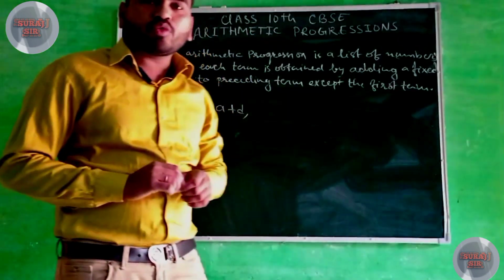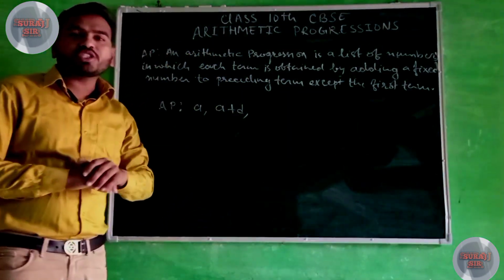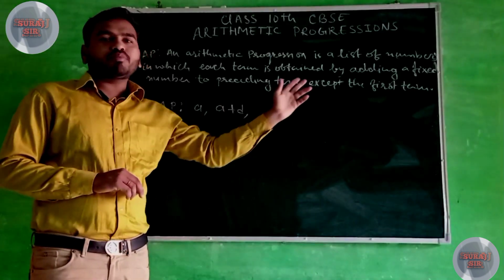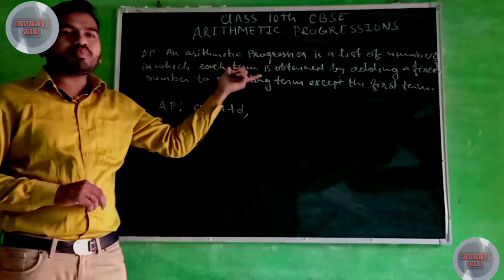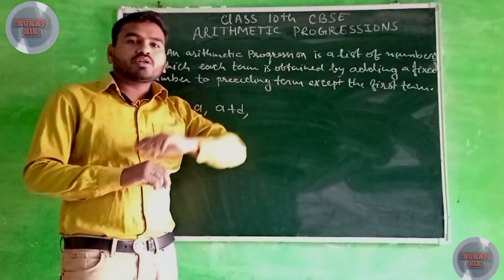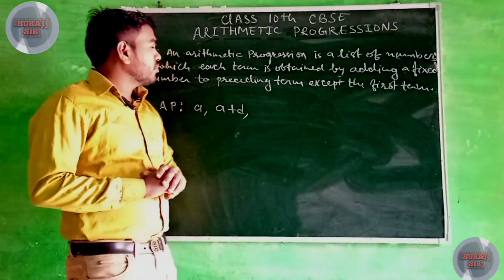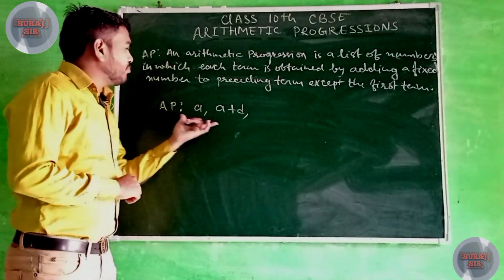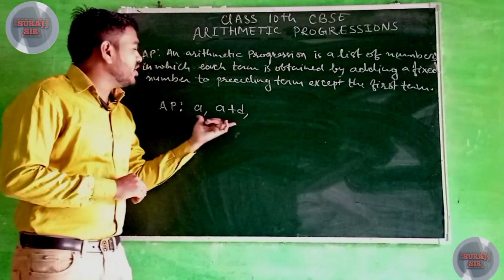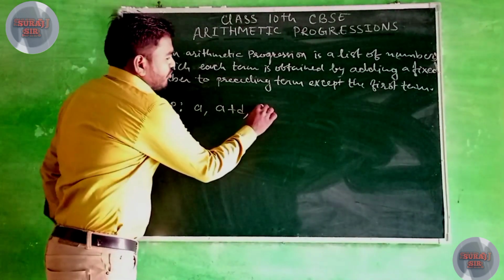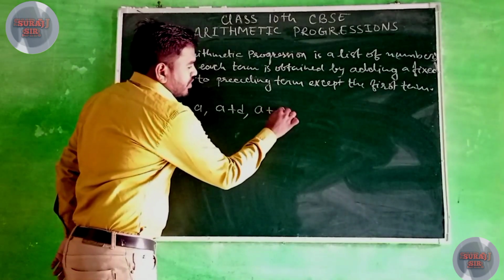Today we are starting chapter number 5, arithmetic progression. And what is an arithmetic progression, beta? See, an arithmetic progression is a list of numbers in which each term is obtained by adding a fixed number to the preceding term, except the first term. It means this is a list of such numbers, beta. An AP is a list of numbers in which each term is obtained by adding a fixed number to the preceding term.